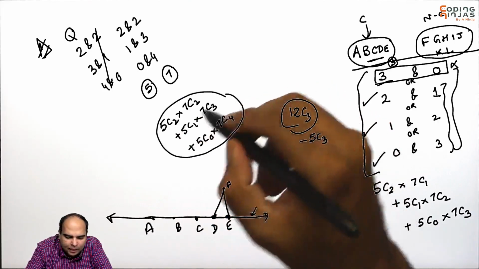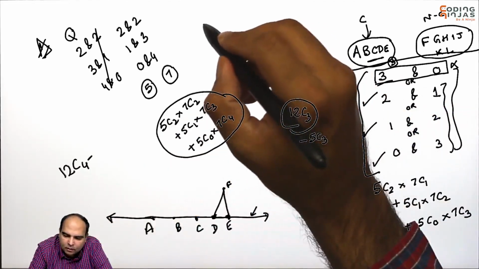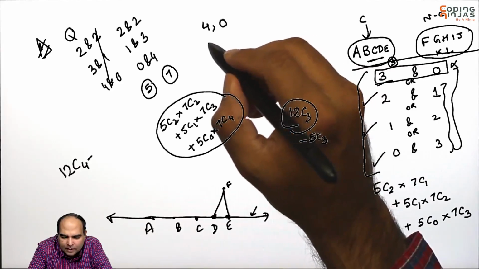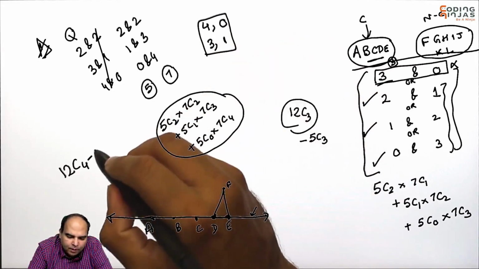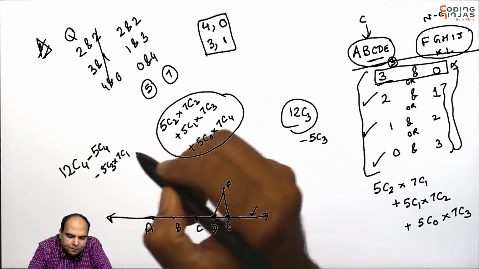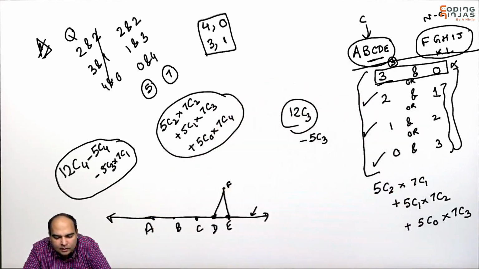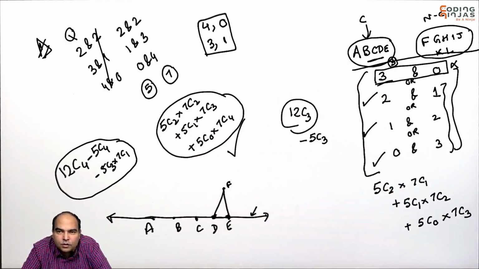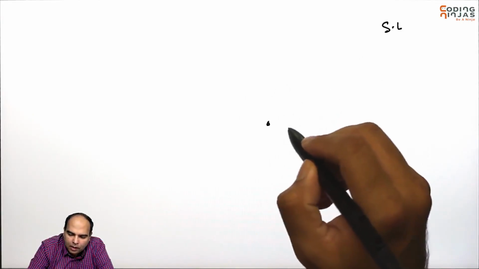You can also do this by subtracting from 12C4 these 2 cases: selecting 4 points from the straight line and 0 from outside, and 3 points from the straight line and 1 from outside. You'll have to subtract these 2. So the answer would be 12C4 minus 5C4 minus 5C3 into 7C1. But as you can see, there's no advantage in doing this, and there's always a chance of making errors. So always use this addition approach, because in that case you can actually see each of the solutions.